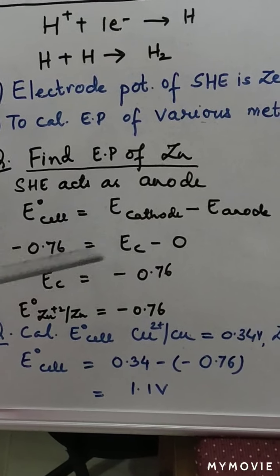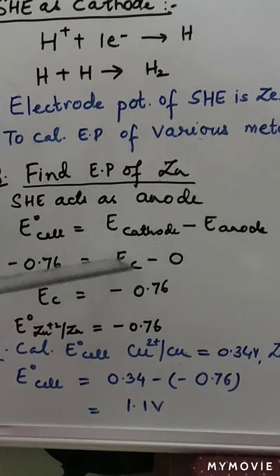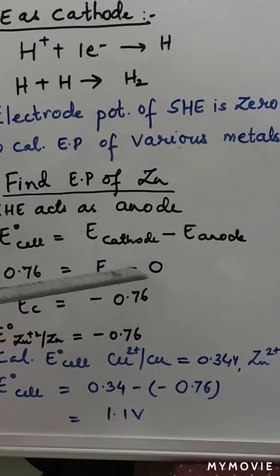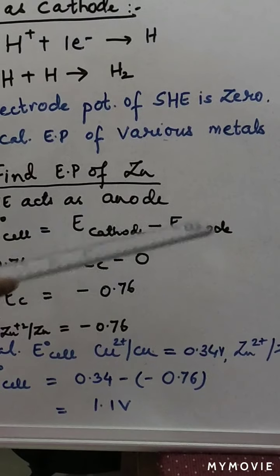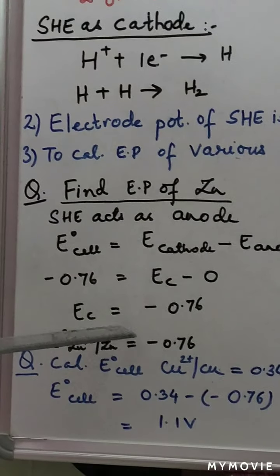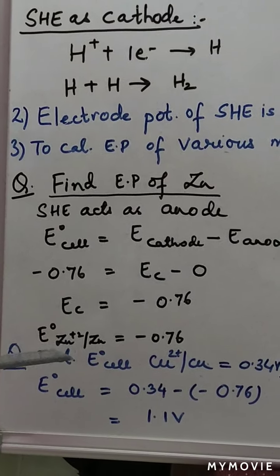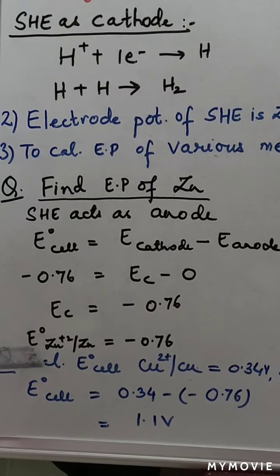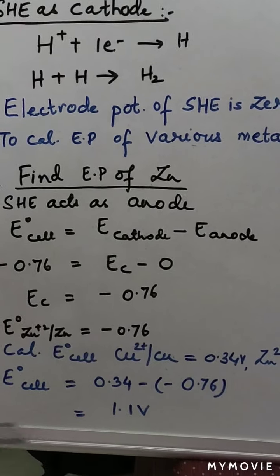So E naught cell value for zinc is negative 0.76. This is equal to E cathode minus 0, which is standard hydrogen electrode. So E cathode will be equal to minus 0.76. So we can always find out the value of E naught for zinc, that is minus 0.76.